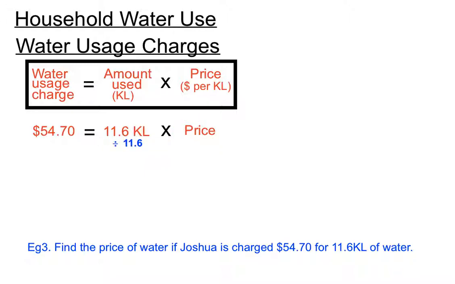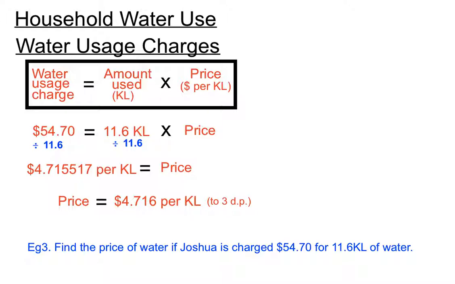sides. When we divide by 11.6 on the right hand side, that's going to cancel out, but on the left hand side we'll do that calculation. Can you see that multiplying by 11.6 and dividing by 11.6 are opposite to each other? That kind of cancels that bit out, leaving us with price equaling just this calculation on the left hand side. So price is equal to 4.715-ish, and we'll just round that off a little bit and swap the price to be on the left hand side. We're just swapping that around there. $4.716 per kilolitre if we round off to 3 decimal places.